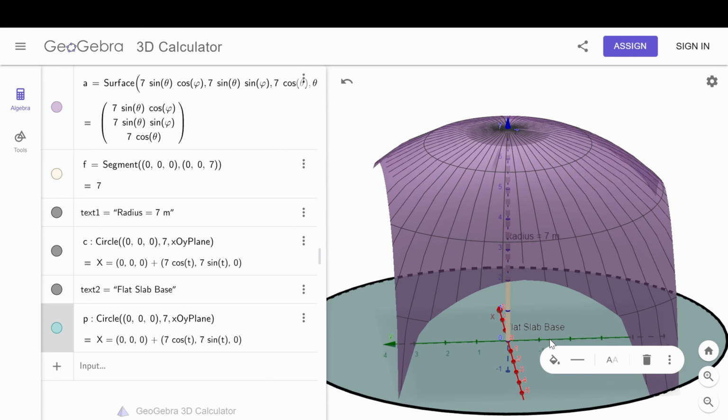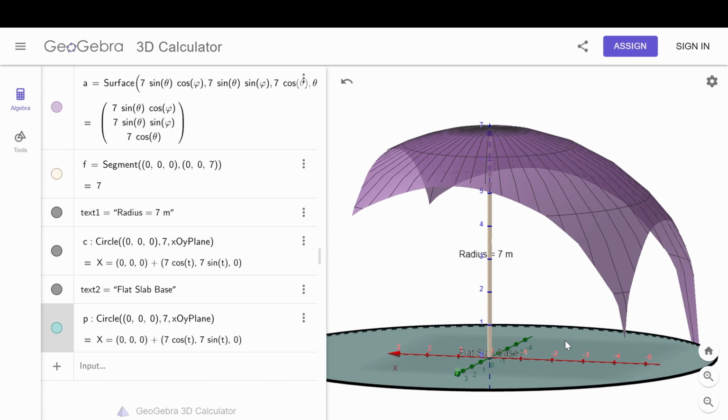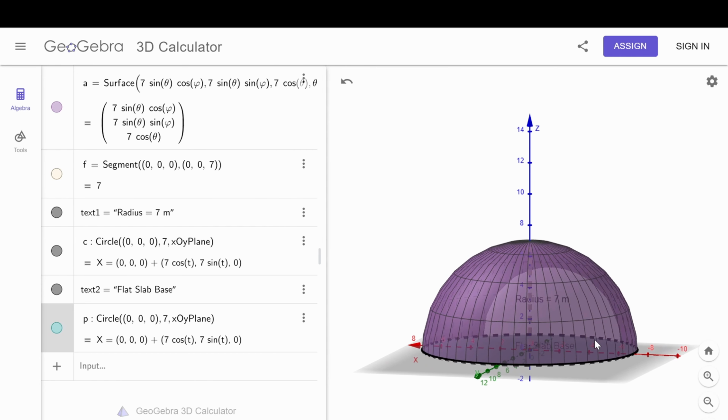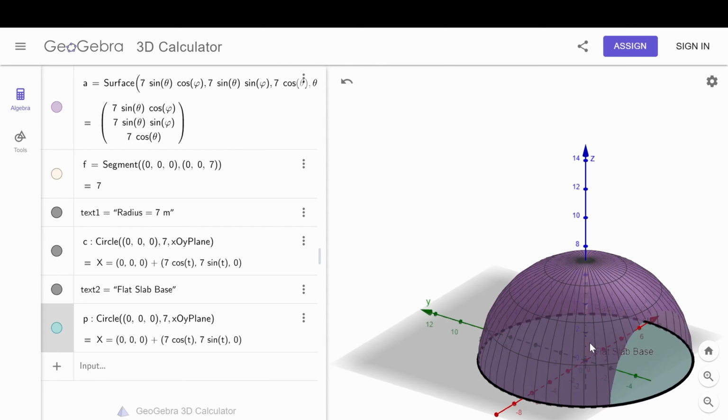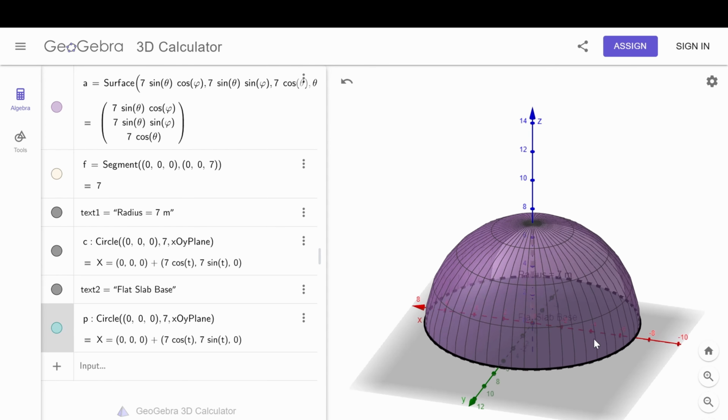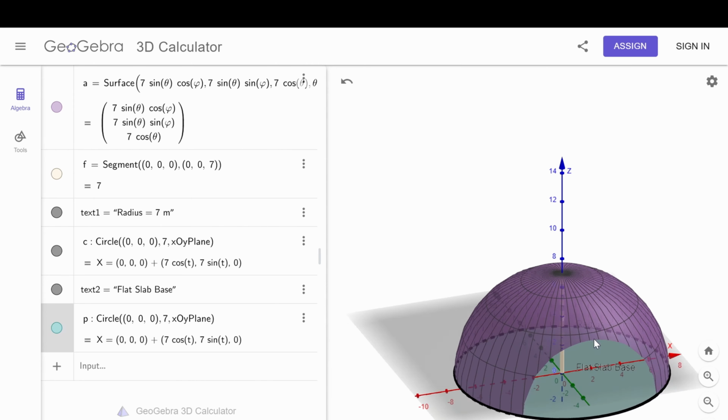It looked like a hemisphere, and it also includes a flat slab which is green-blue color. And they have the same radius of 7 meters. So the question is asking us how much paint I would need if I were to paint this curved surface area of the hemisphere, as well as the flat slab, which is a circle, if you notice.